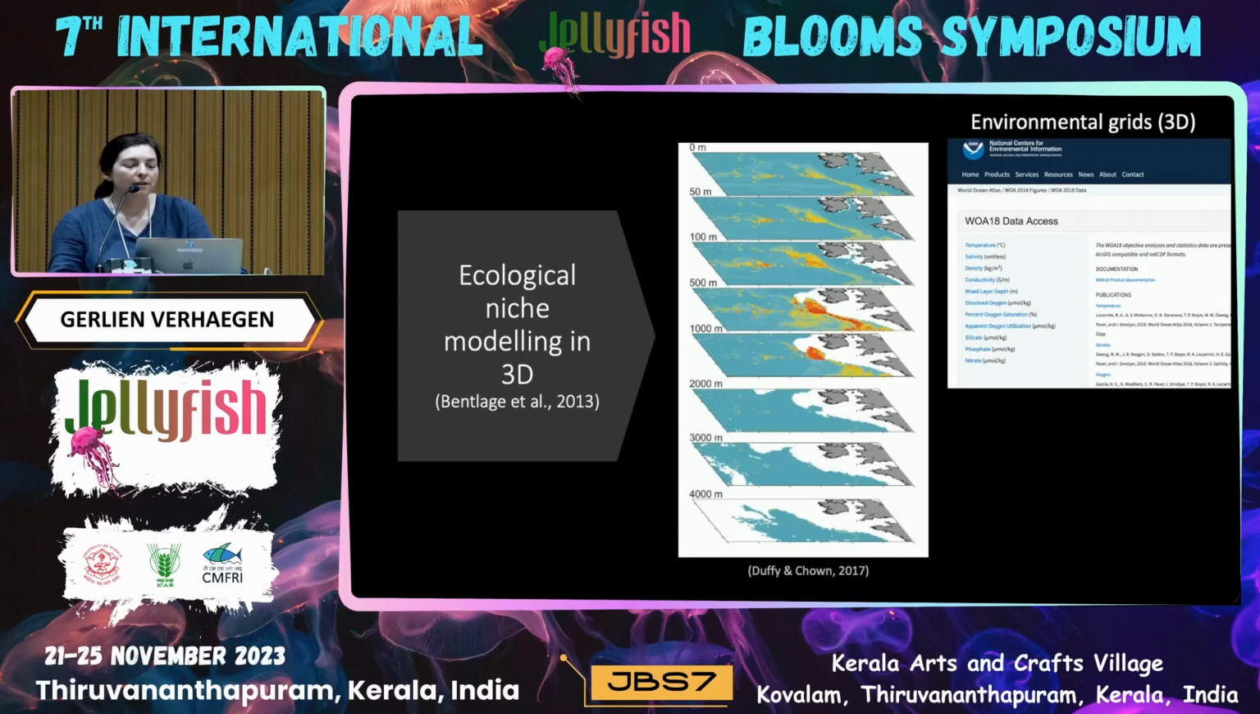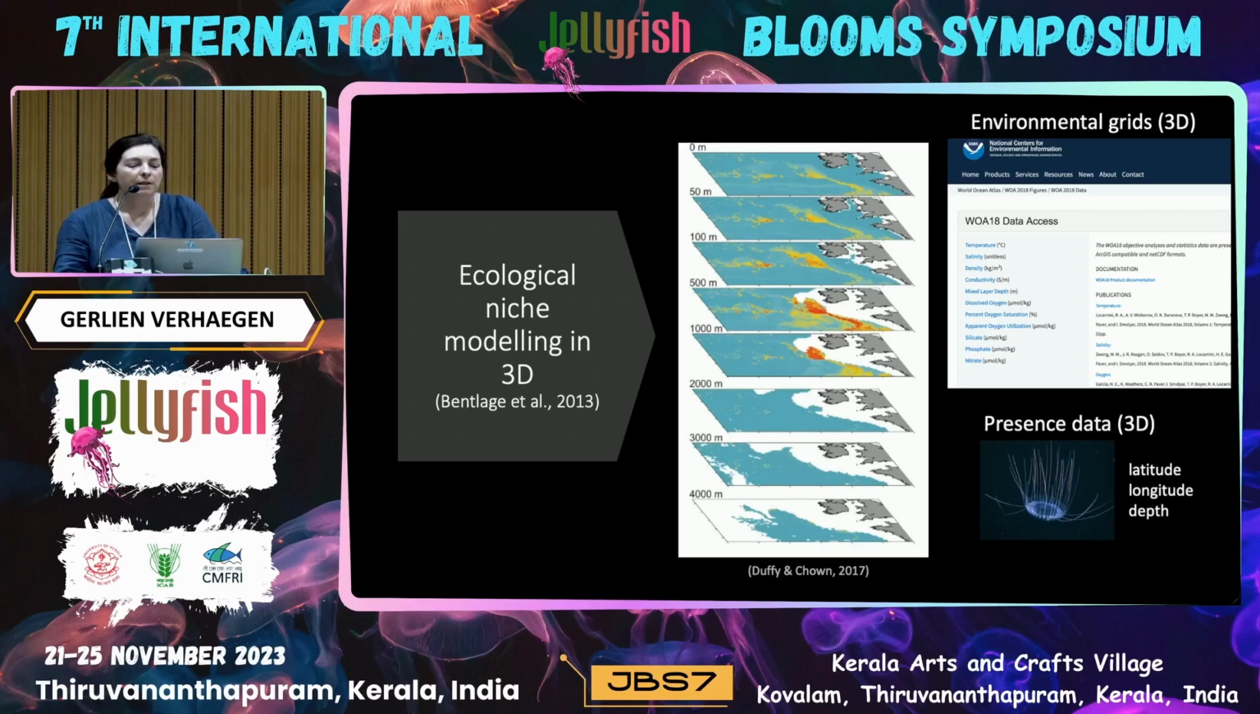Now, for about 10 years already, thanks to Bastian Bentlagen, we are able to model also in 3 dimensions in the oceans, which is unfortunately not yet much applied. So I'm here to say, please model in 3 dimensions. And this is possible thanks to maps of environmental conditions that are now available in 3 dimensions. I use the one from World Ocean Atlas, but there are many more out there. So you basically decompose in these different layers, but you still model in one big model, and then you recompose your maps afterwards. And in terms of presence data, you also need data in 3D, so latitude, longitude, and depth.